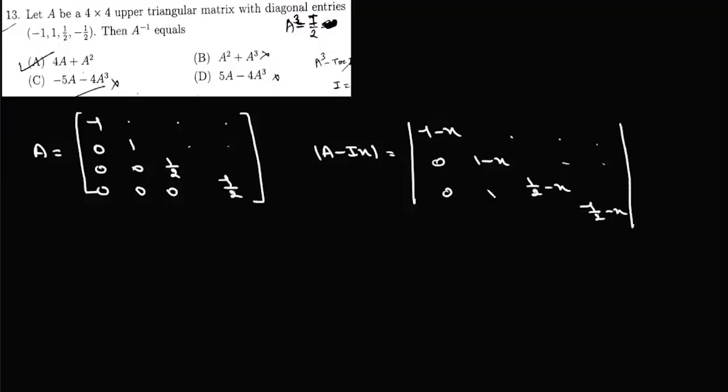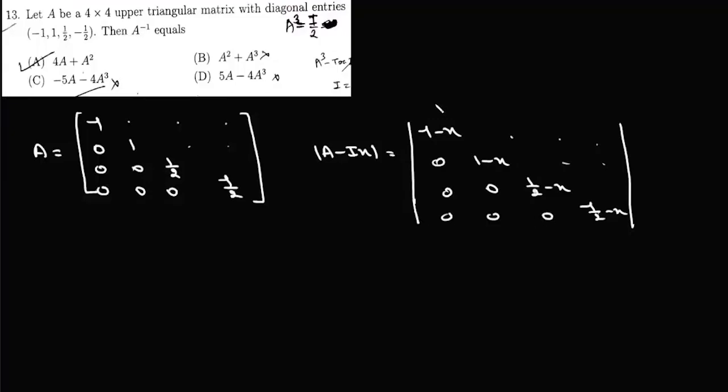Now if we look at this matrix, and suppose this is A, so it will be this -1, 1, 1 by 2 and -1 by 2, and then we have entries in the upper triangle. Here everything else will be 0. Now what we'll do is we'll find characteristic equation for this matrix. So we'll find determinant of A minus Ix. So it will be this determinant of -1 minus x, 1 minus x, 1 by 2 minus x, and -1 by 2 minus x, all these entries, and then we have all these zeros.